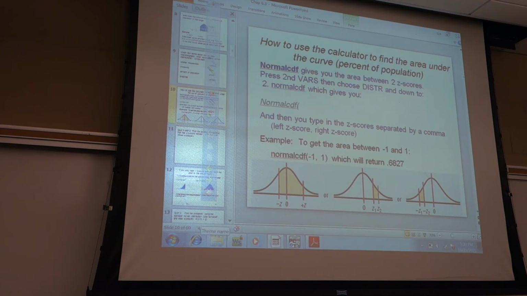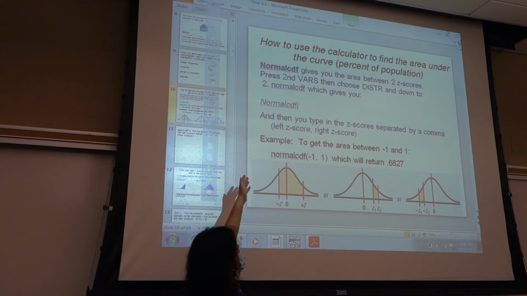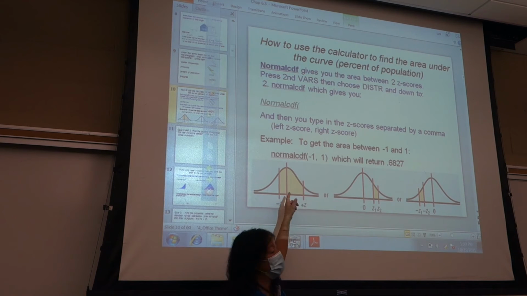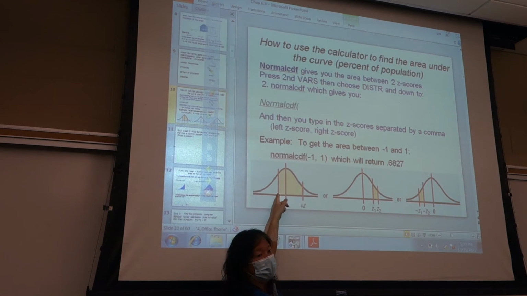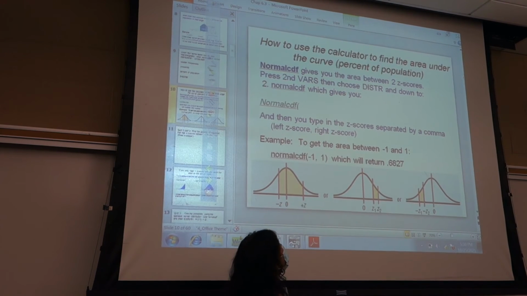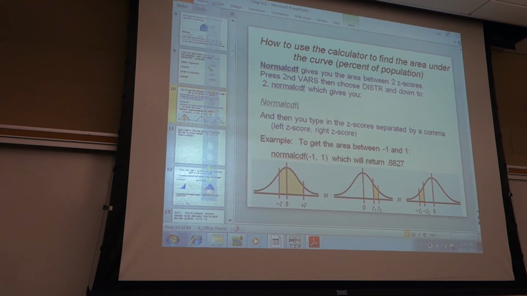Normal CDF. You do second bars down to normal CDF. And then you put in the lower z-score, comma, the upper z-score, right? As you've shaded your area, the left z-score here is the lower one, and this is the upper one. If you have a fancy calculator, you might have to put in a mean of 0 and standard deviation of 1.